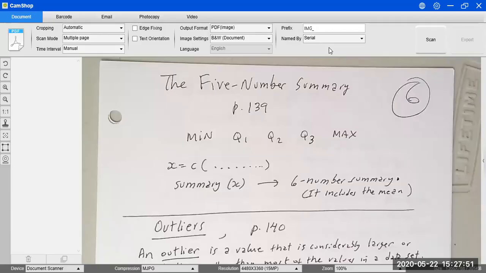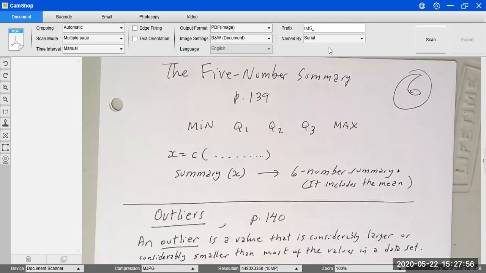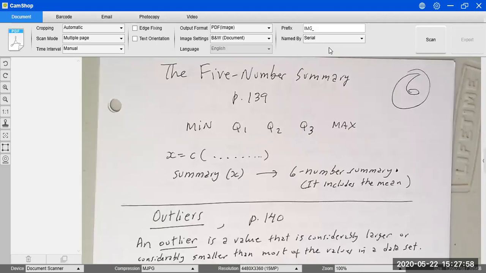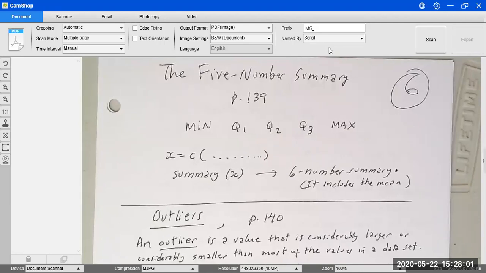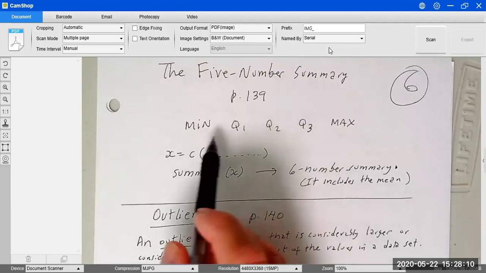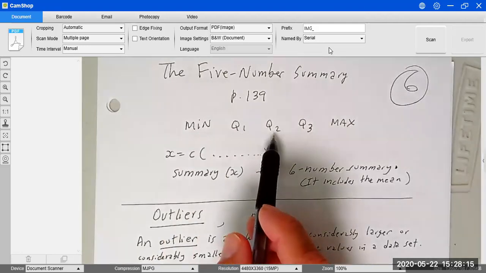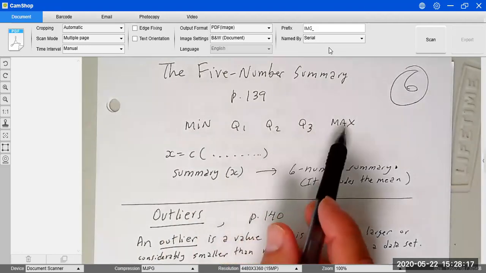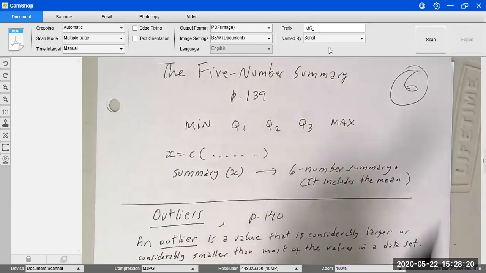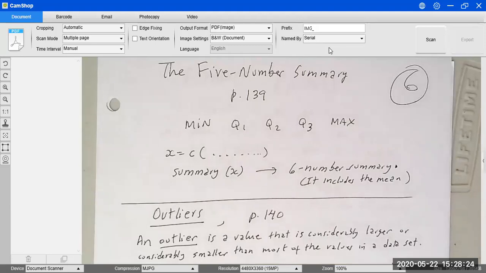So now we're gonna collect all the most important values, the measures of position that we have studied today. And we're gonna define a 5-number summary. It's on page 139, and that 5-number summary is just the collection of the minimum value, the first quartile, the second quartile, which is the median, the third quartile, and the maximum value. So these 5 values are important to see how a data set is distributed.